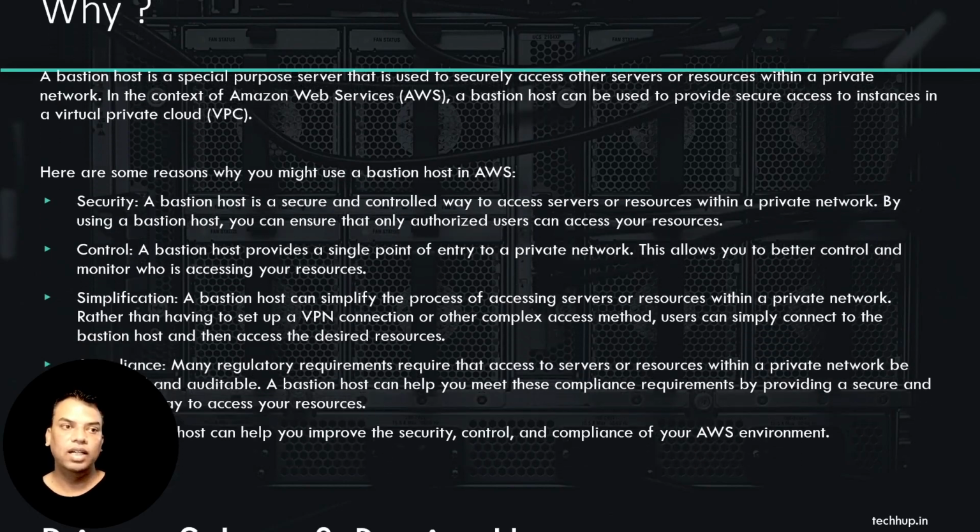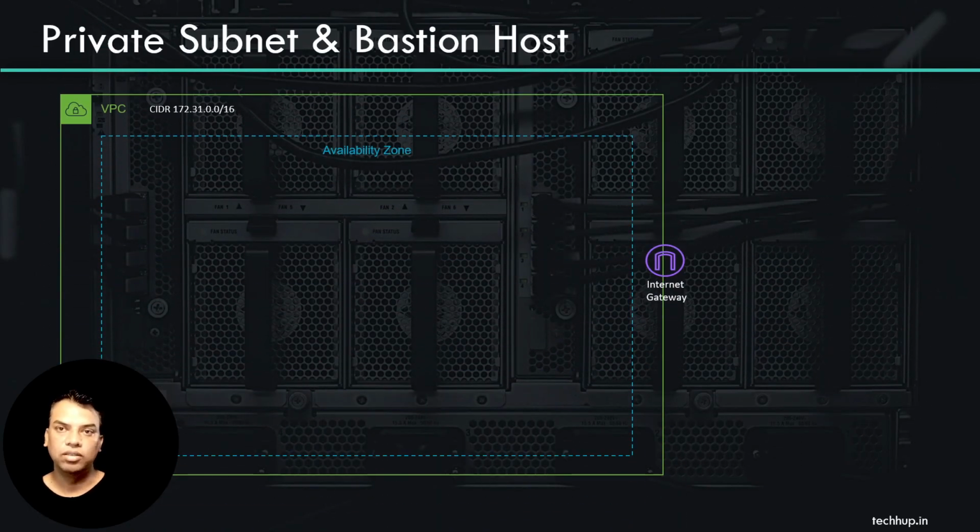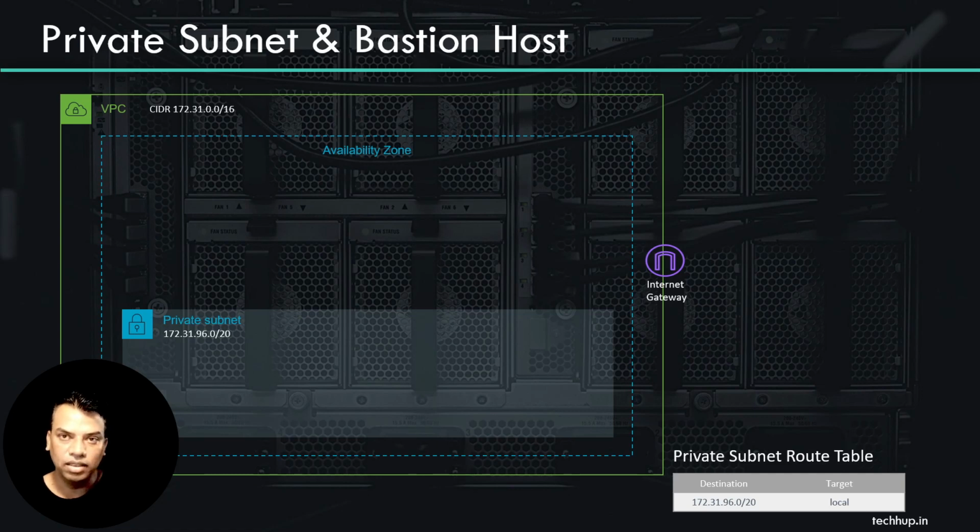In order to understand the working of a Bastion host, we do a hands-on session wherein the first thing we'll have to do is create a private subnet in the default VPC, and we will have to create a custom route table and add the destination and target there in order to configure the traffic flow.